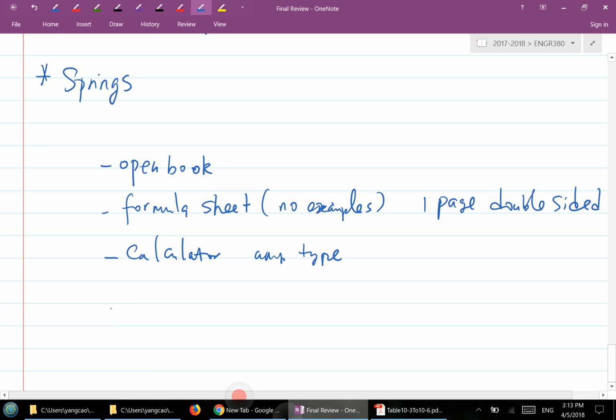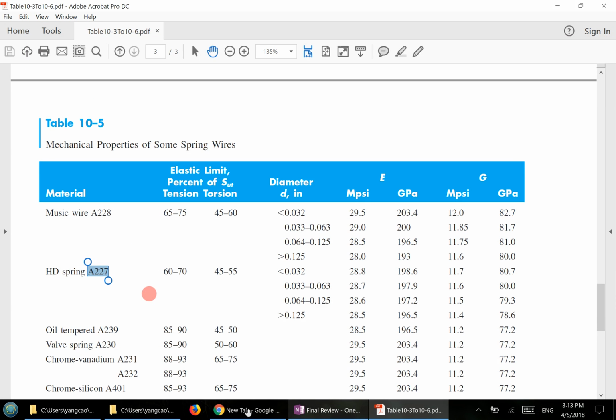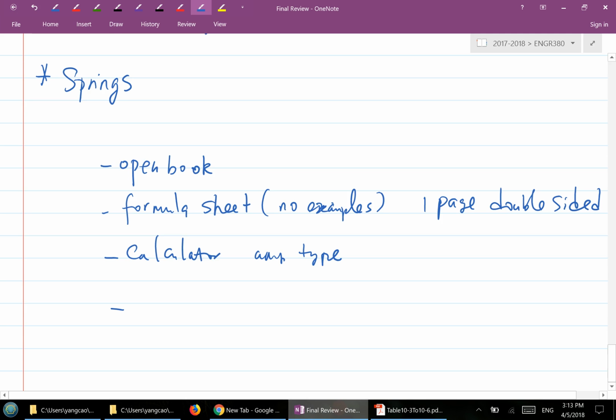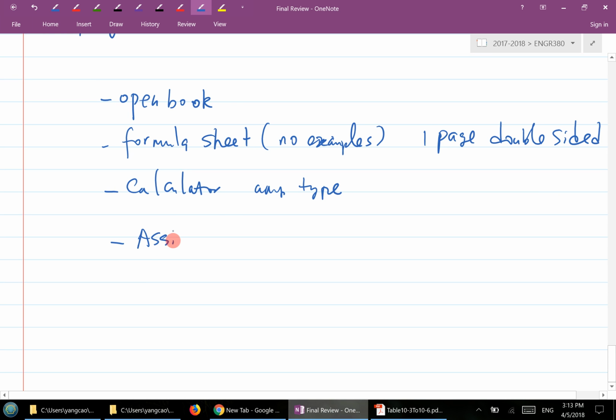From a preparation point of view, you have been with me for a while, so I would strongly recommend you always look at assignment questions as sample exam type questions. Those are basically samples for the final.